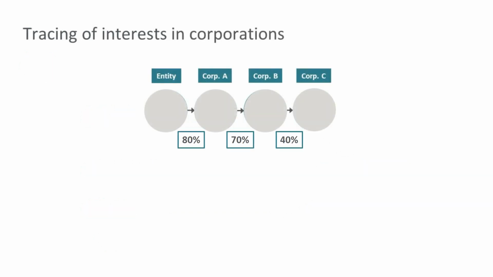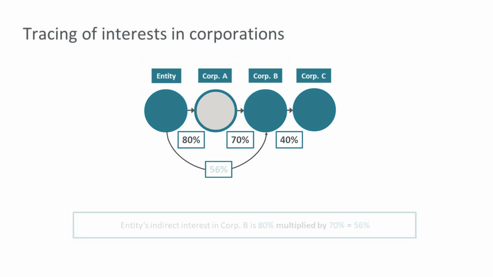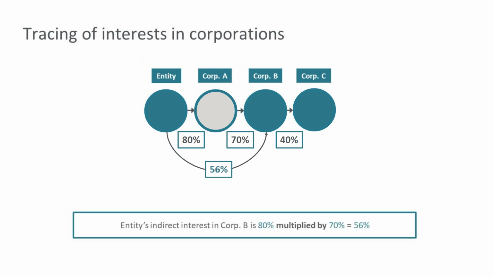In the first example, the entity on the left has an 80% direct interest in Corporation A. Corporation A has a 70% direct interest in Corporation B, and Corporation B has a 40% direct interest in Corporation C. This means that the entity on the left also has indirect interest in both Corporation B and C. The value of the entity's indirect interest in Corporation B is 80% of 70%. When we multiply these together, indirect interest equals 56%.